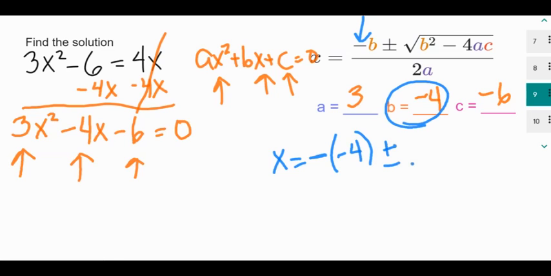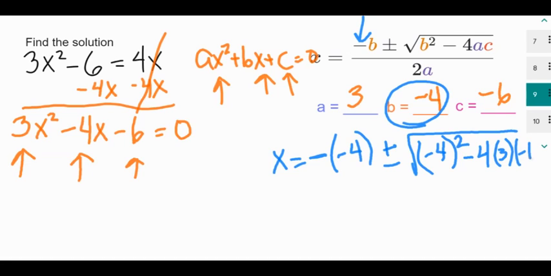Plus, minus, square root, b squared would be -4 squared. Be careful. This -4 goes in parentheses because you're squaring the -4. And then minus 4a, which is 3, c, which is -6. And all of that over 2 times a, which is 2 times 3.